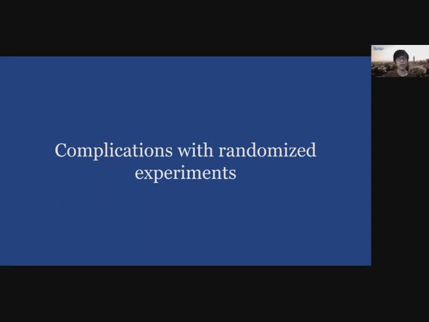In the next lecture, we're going to talk about how to think about causation when you move away from this setting. But apart from that, there are also some complications that can happen when you work with randomized experiments. In this video, we'll talk about two such complications. The first one is compliance.